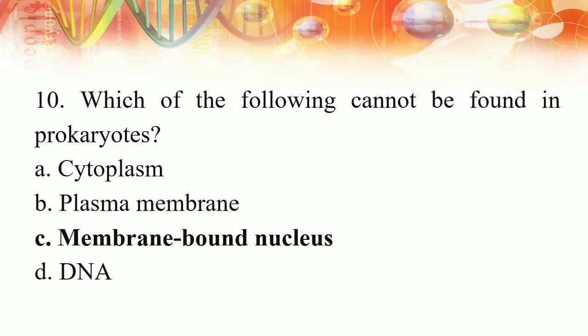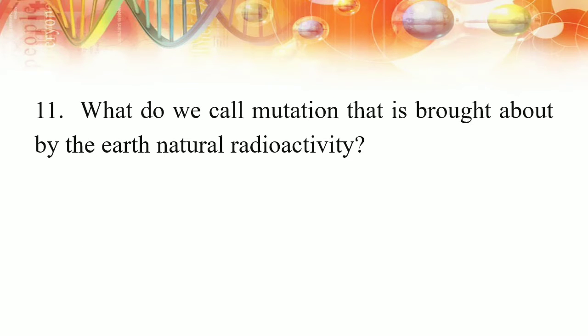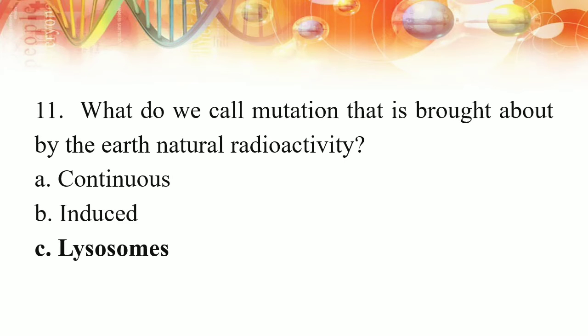Though prokaryotes are surrounded by a plasma membrane, there is the absence of internal membrane-bound organelles within their cytoplasm. Thus, the answer is option C, membrane-bound nucleus. Number 11. What do we call the mutation that is brought about by the Earth's natural radioactivity?